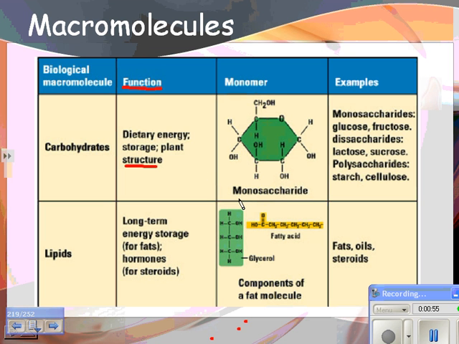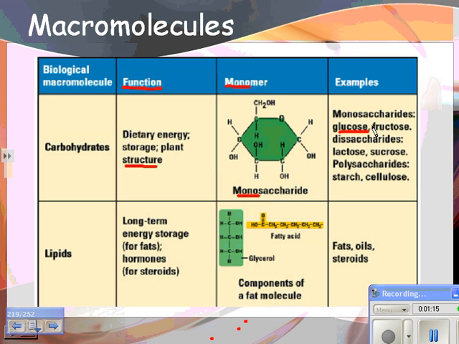The monomer would be the monosaccharide, so it's nice because they both start with the same thing. Mono means one. So monomer is the general term. Each of the macromolecules has a monomer that you can talk about. The monomer for carbohydrates is the monosaccharide. For examples, you should know that an example of a monosaccharide is glucose.